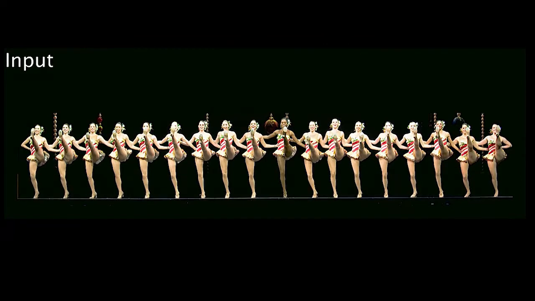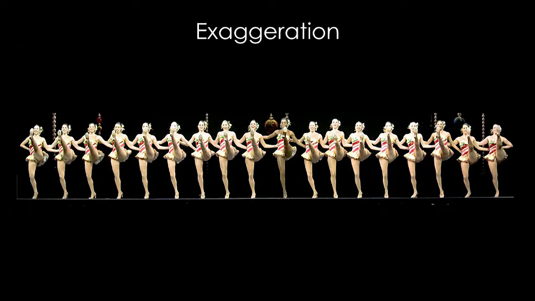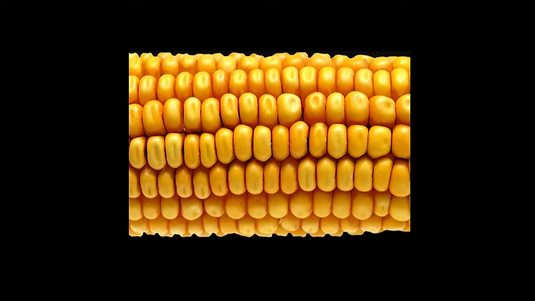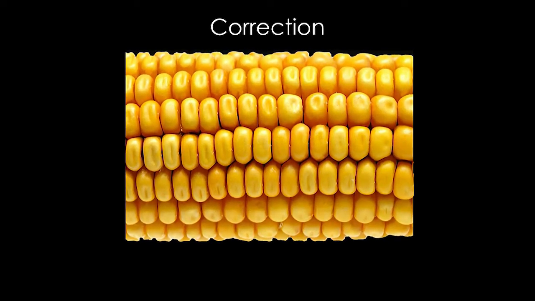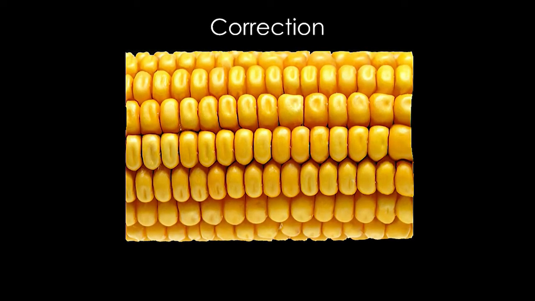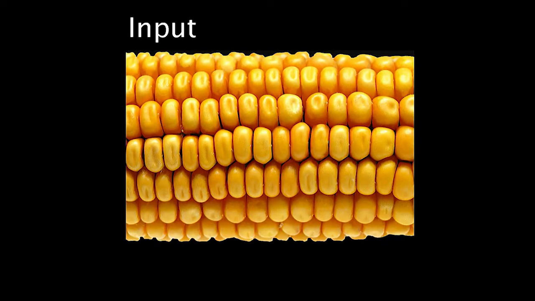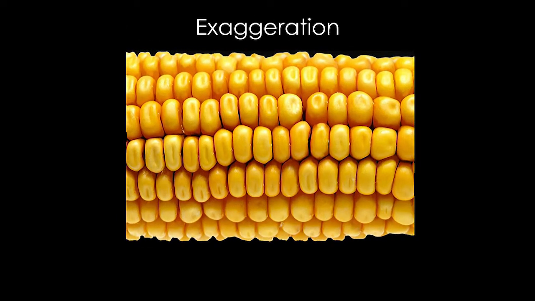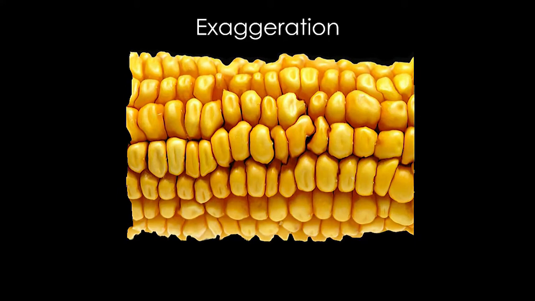We can also go in the other direction and exaggerate variations. If we do that, we get a caricature of this image in which all the differences between the dancers are highlighted. We can take this piece of corn and warp its kernels to be more uniform and aligned in rows. And again, by exaggeration, we can highlight all the differences.